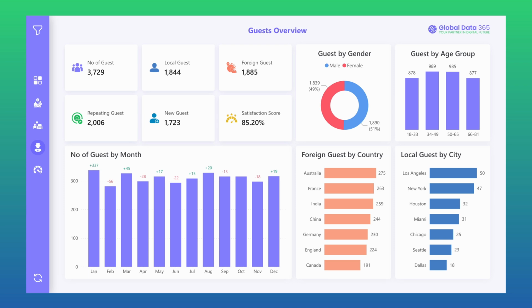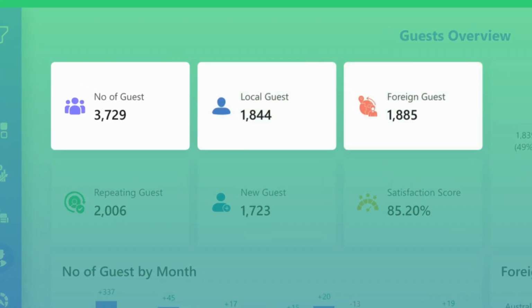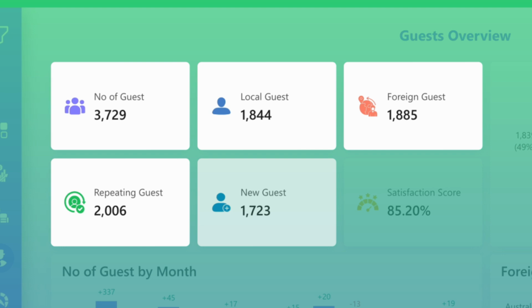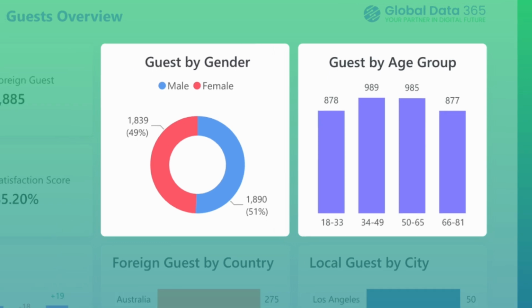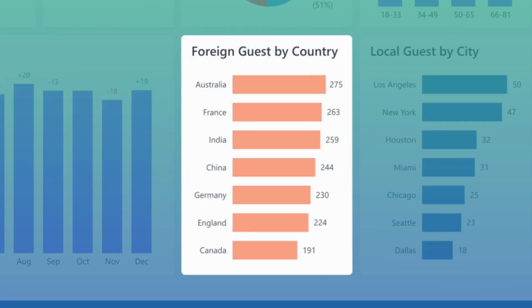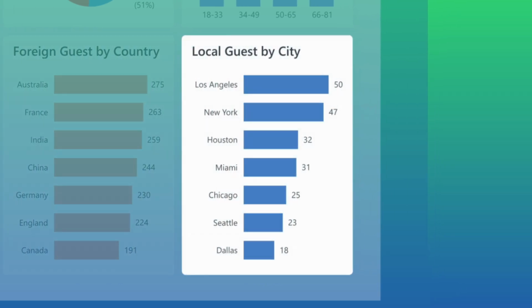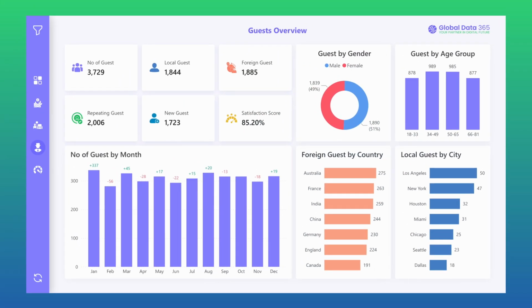The Guest Overview dashboard provides deep insights into who your guests are and how they behave. View total guest numbers, split between local and international, and see how many are returning versus new guests, plus your overall satisfaction score. Evaluate gender and age breakdowns, track monthly guest trends, identify top countries of origin for international guests and key cities for local guests. These insights help you tailor services, marketing, and guest experience strategies.